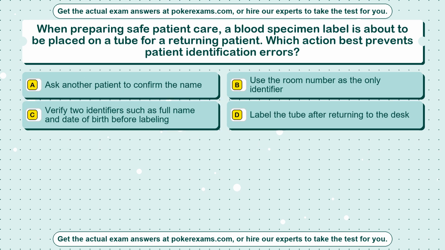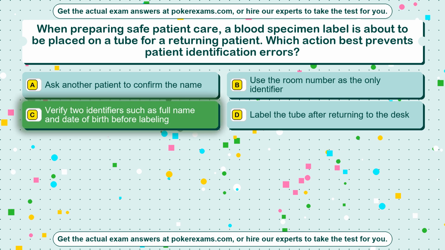Question 6. When preparing safe patient care, a blood specimen label is about to be placed on a tube for a returning patient. Which action best prevents patient identification errors? Option A. Ask another patient to confirm the name. Option B. Use the room number as the only identifier. Option C. Verify two identifiers such as full name and date of birth before labeling. Option D. Label the tube after returning to the desk.